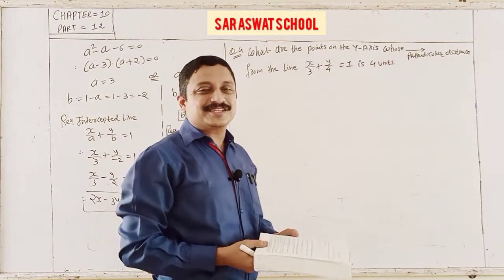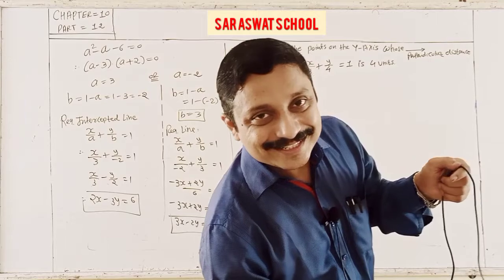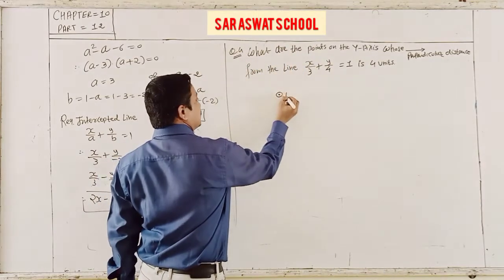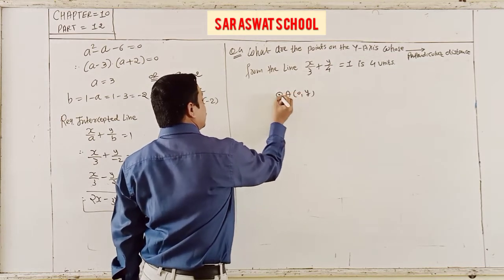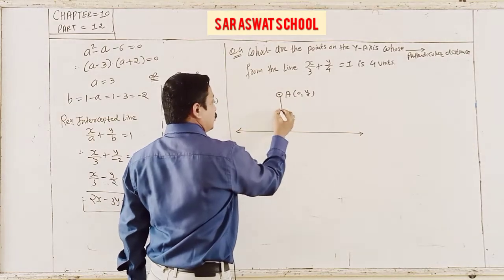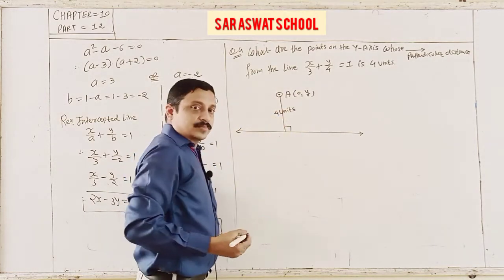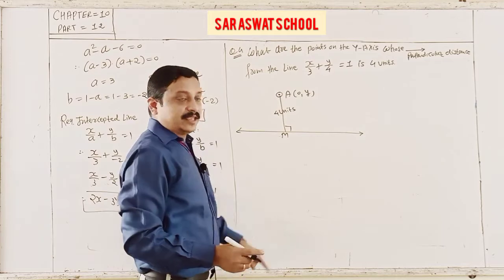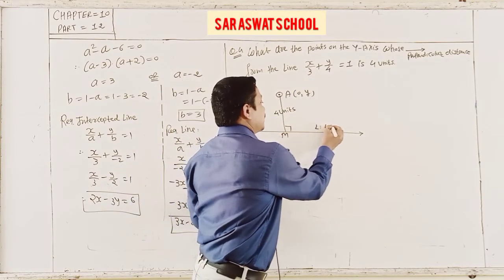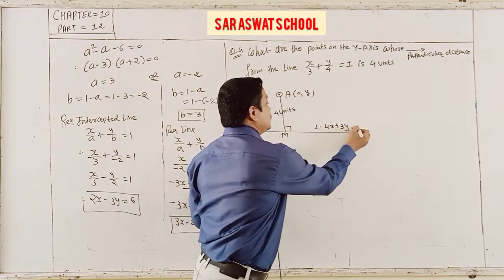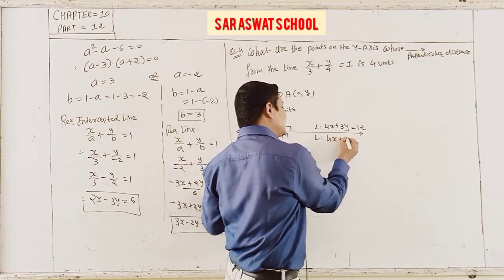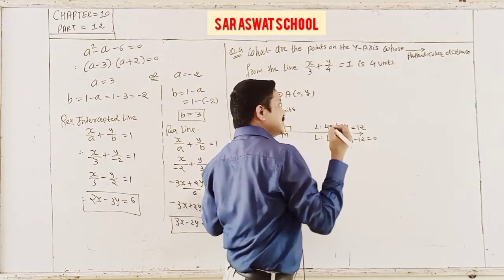Students, perpendicular distance means you know the modulus formula, and I just apply it. First of all, on the y-axis, consider here point A (0, y), and that is the perpendicular distance, which is 4 units, the distance A to M. Here take LCM: 4x plus 3y is equal to 12. Let me check again: 4x plus 3y minus 12 is equal to 0.